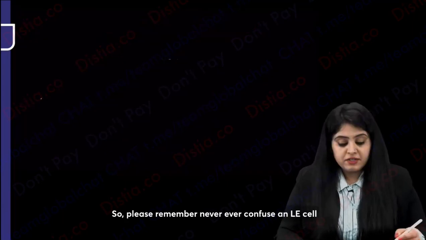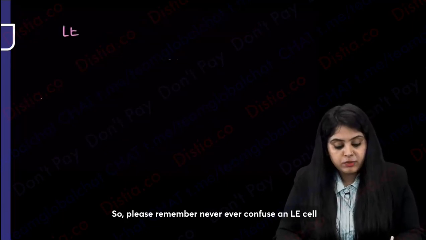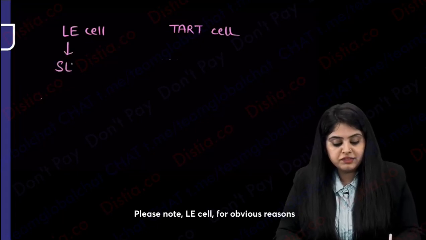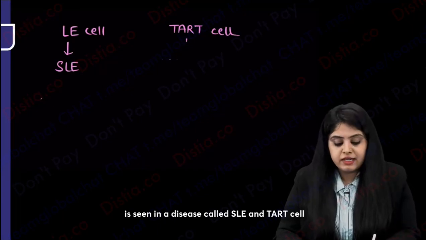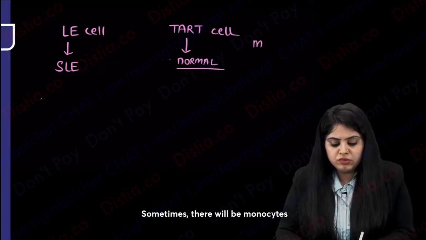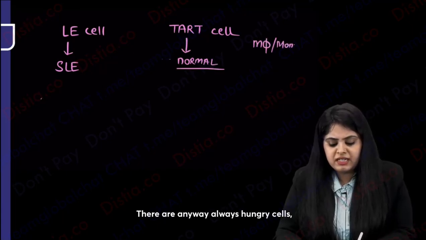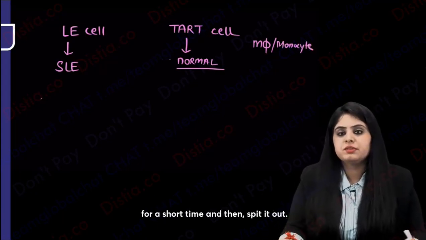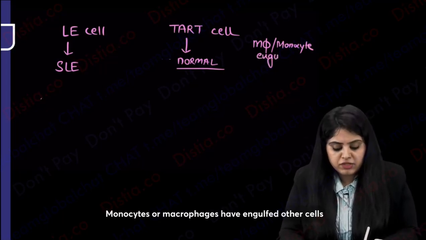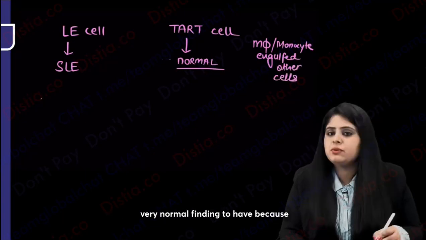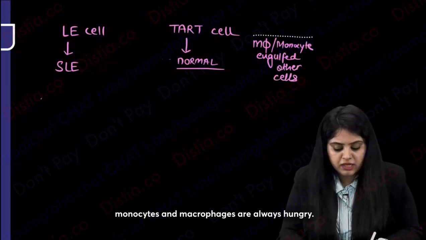So please remember, never ever confuse an LE cell with what is referred to as a TART cell. What is the difference between an LE cell and a TART cell? Please note, LE cell for obvious reasons is seen in a disease called SLE, and TART cell is nothing but a normal cell. Sometimes there will be monocytes and macrophages. They are anyway always hungry cells. They will engulf anything in the body for a short time and then spit it out. It's as simple. Monocytes or macrophages have engulfed other cells of the body, and that is a very normal finding, because monocytes and macrophages are always hungry.